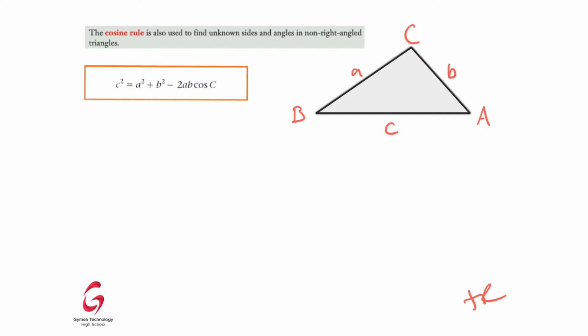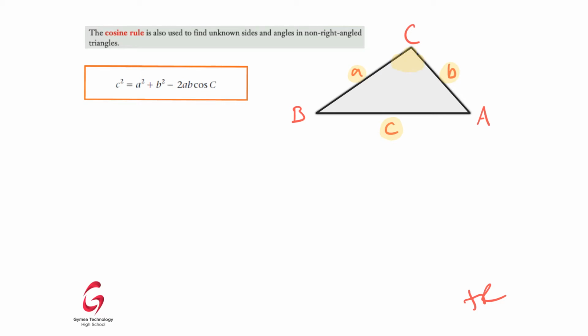Hi guys, welcome to today's lesson on the cosine rule. It's used for non-right angle triangles, and we can use it to find side lengths as well as angles. Here it is in its format used to find an unknown side length, C, provided that you know A, B, and the angle in between them, which is angle C.